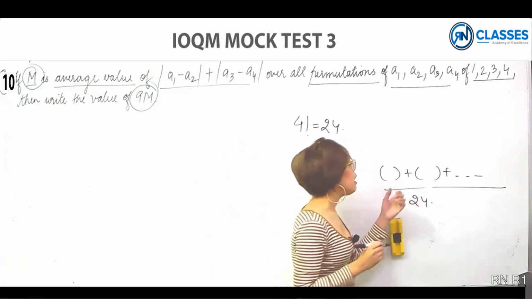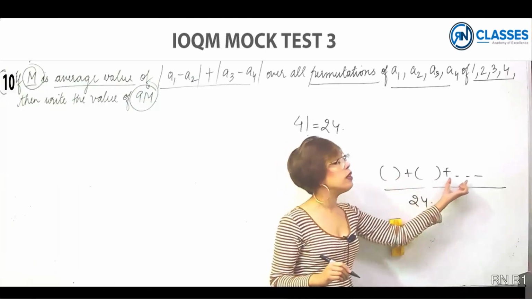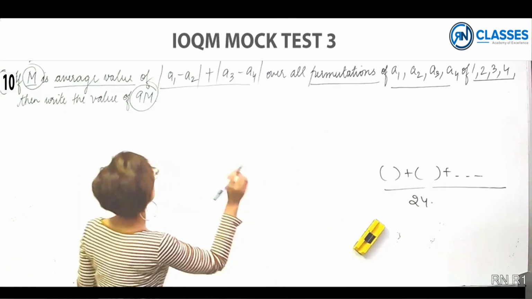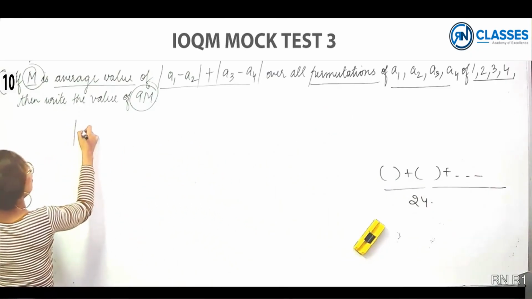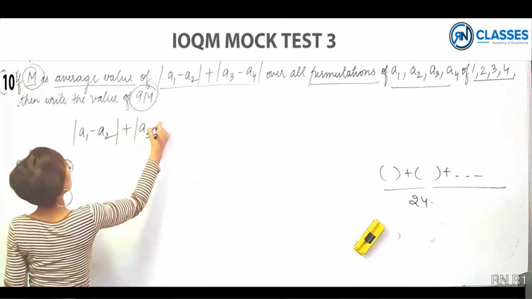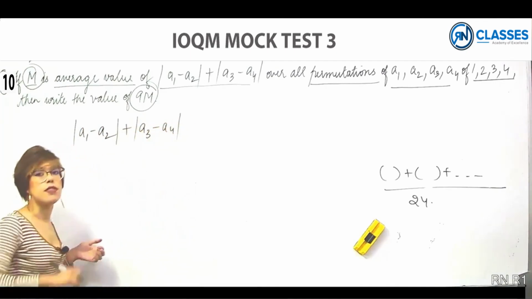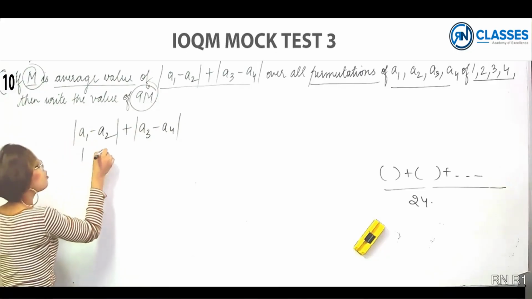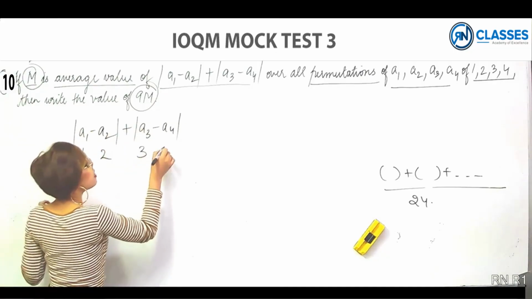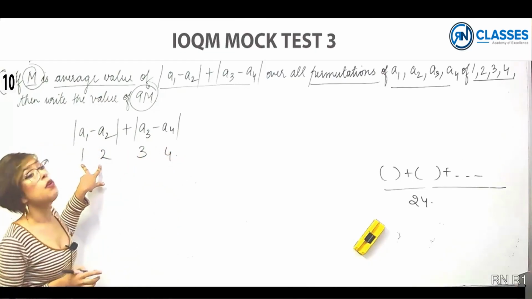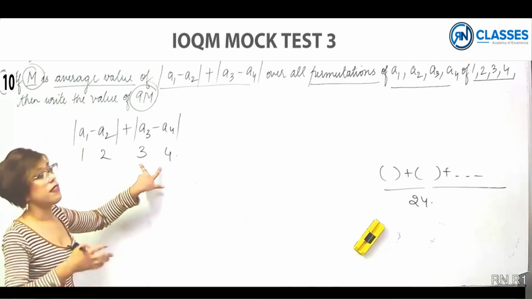If I want to find the value of M, I need to find the sum of all the cases. So let me just try to start the question. Now, he says absolute value of A1 minus A2 plus absolute value of A3 minus A4. So let me just write the cases. Permutations. Let me take A1 as 1, A2 as 2, A3 as 3, A4 as 4. In that case, that will be mod of minus 1, which is 1, plus mod of minus 1, which is 1.